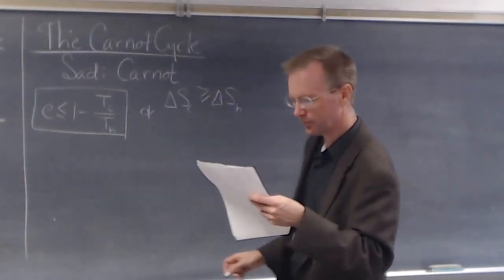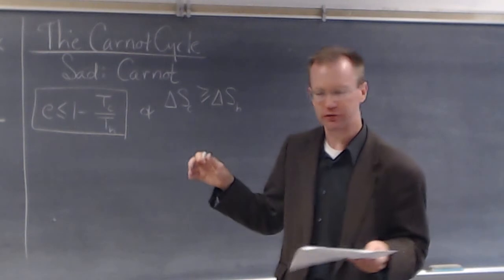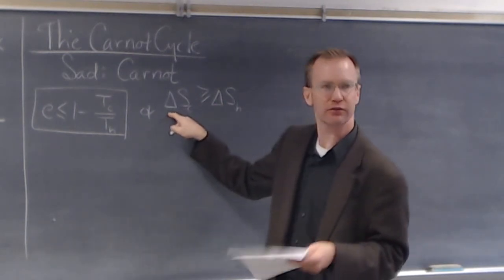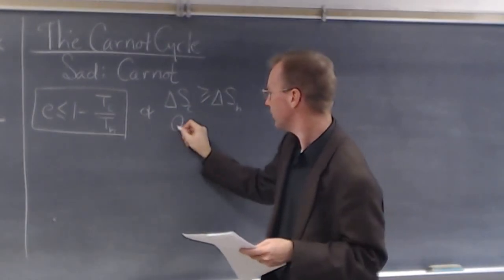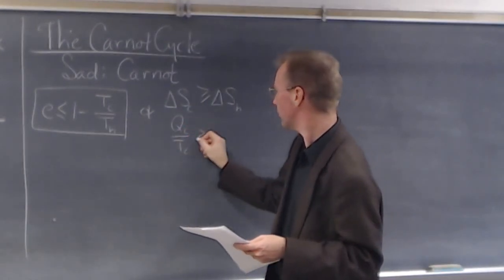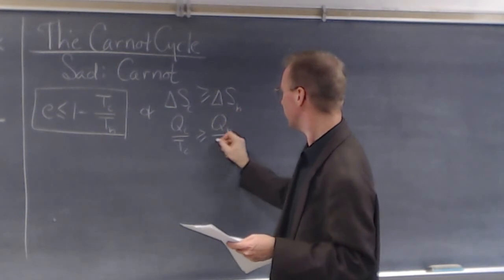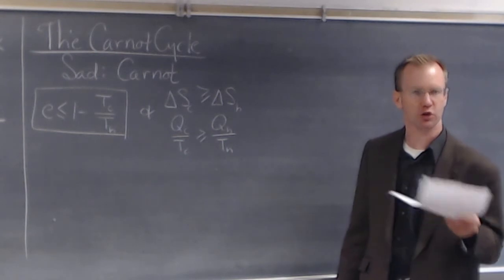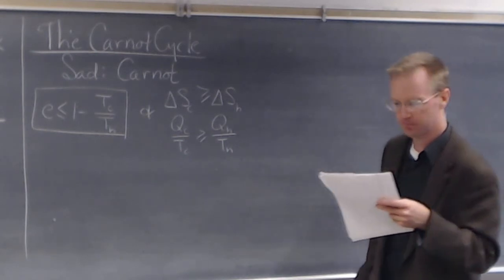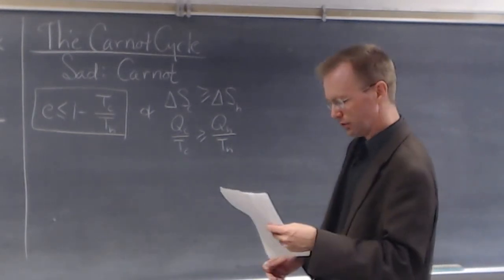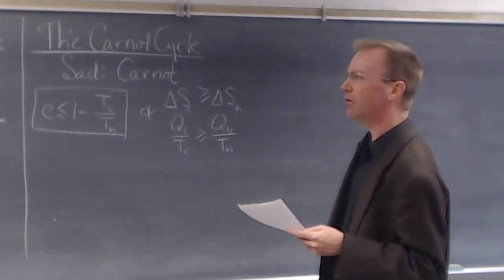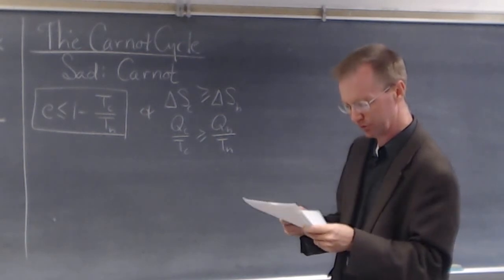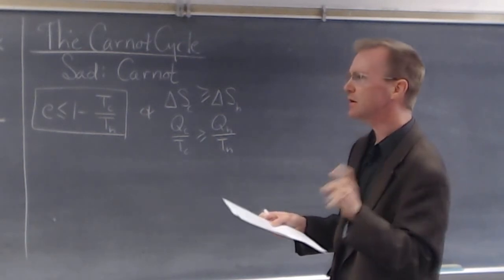That's what that means. Okay, because for a quasi-static process, Q equals TdS, then delta S is Q over T. So QC over TC is greater than or equal to QH over TH. Okay. Now, there are several steps to this, 4 steps to it.